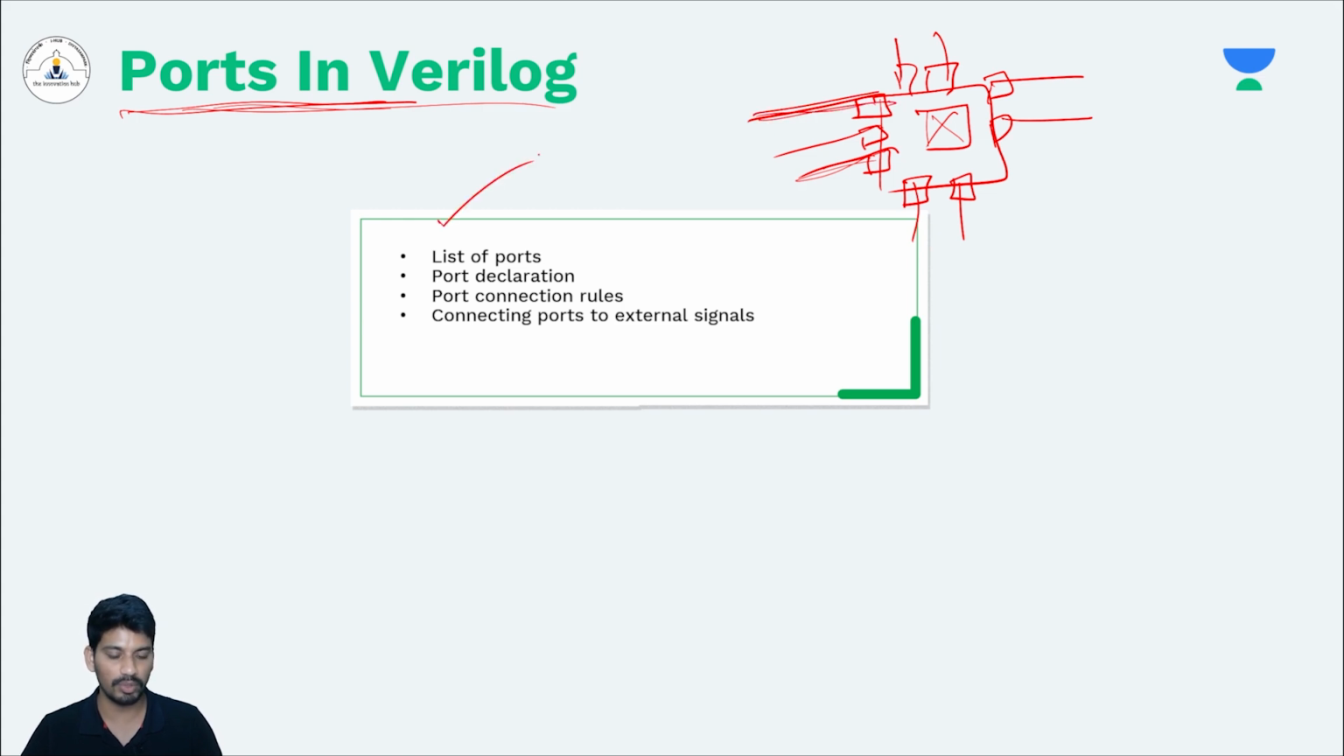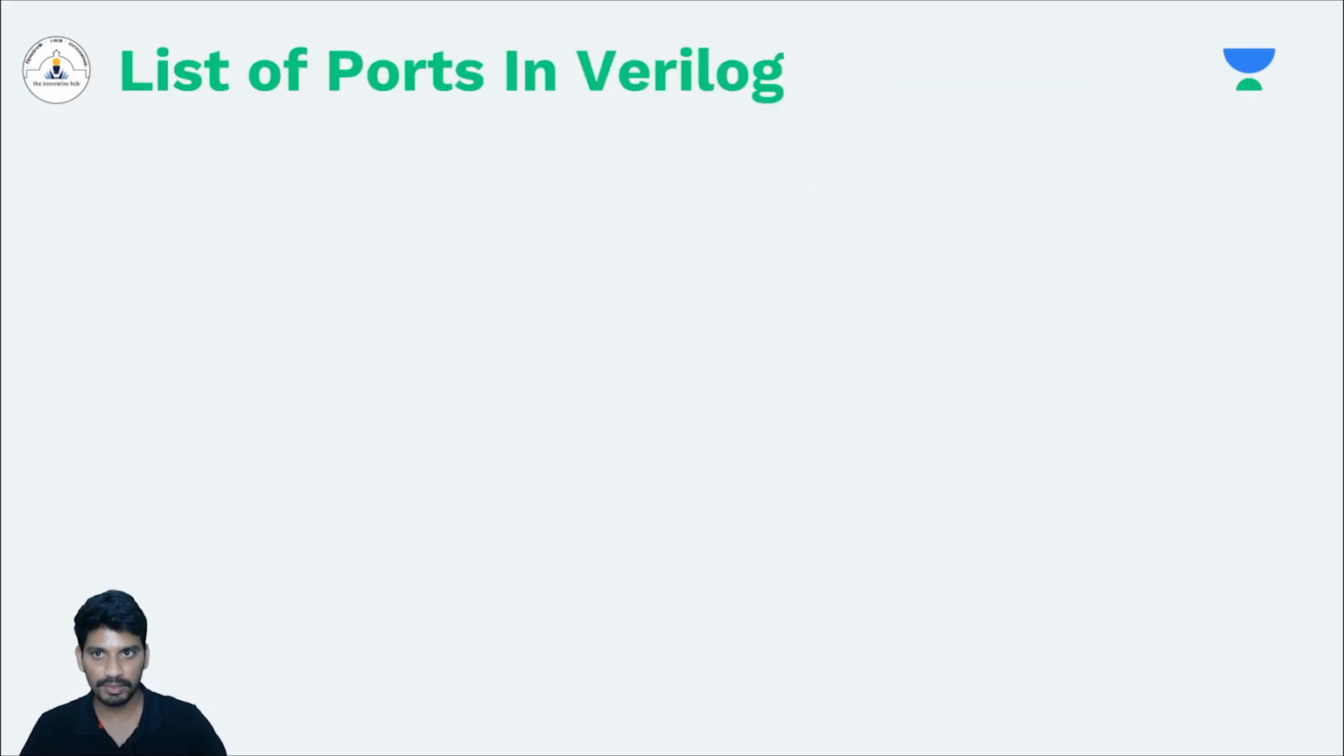Those pins are ports. So we will see what the list of ports available in Verilog is, how to define and declare the ports, how to connect the ports with external worlds, and what rules you need to follow. And then we will see how to exactly connect those ports to the external signals. Okay, let's start with list of ports.